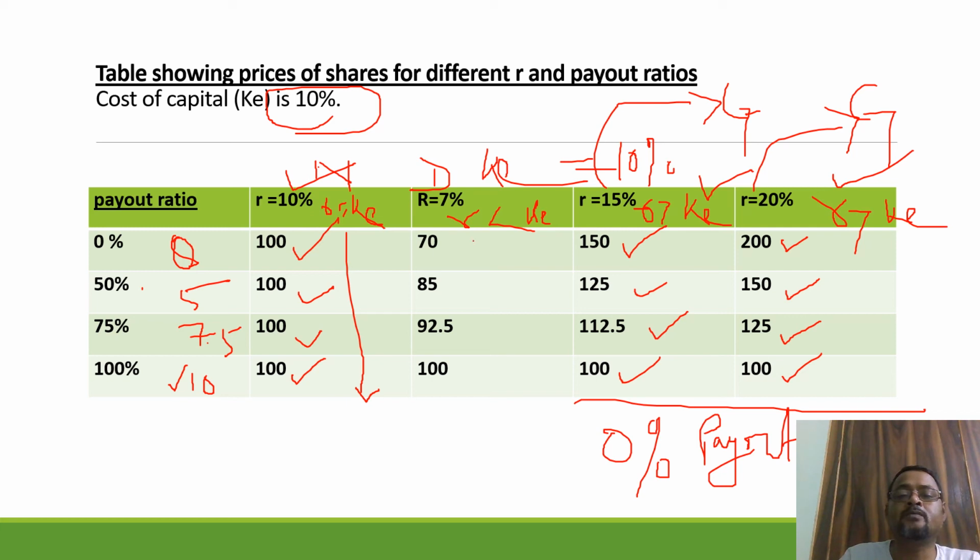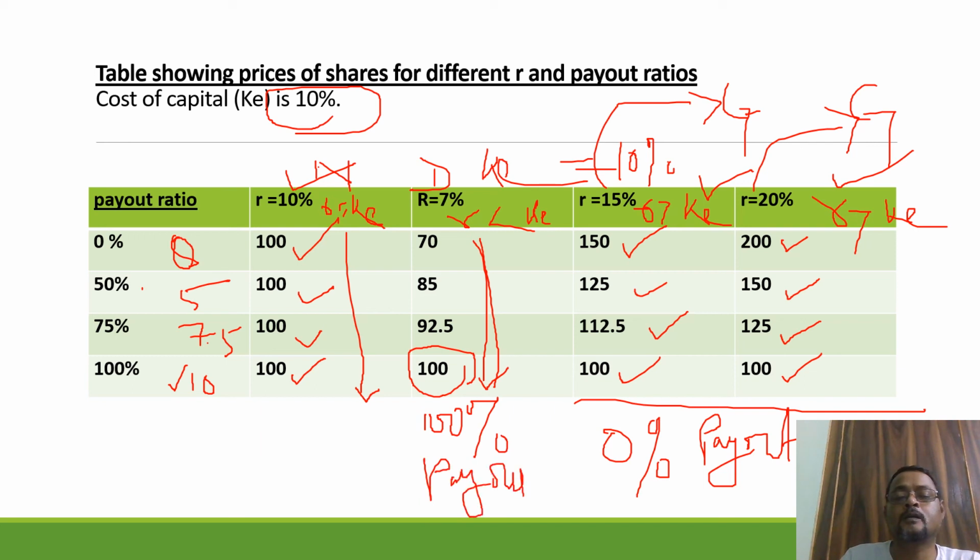But if R is less than KE, the reverse is happening. When you pay lesser dividend, the price is lowest. So when you pay the highest dividend, price is 100. So this means optimal is 100% payout. So three categories. This is indifferent whether you pay any kind of dividend, prices remain the same. If R is less than KE, that is a declining firm, the stock prices are highest when you pay the highest dividend. So as you go on increasing the dividend, the stock prices increase. For growing firms, if you pay the highest dividend, the prices are lowest. So prices increase if you pay less and less.